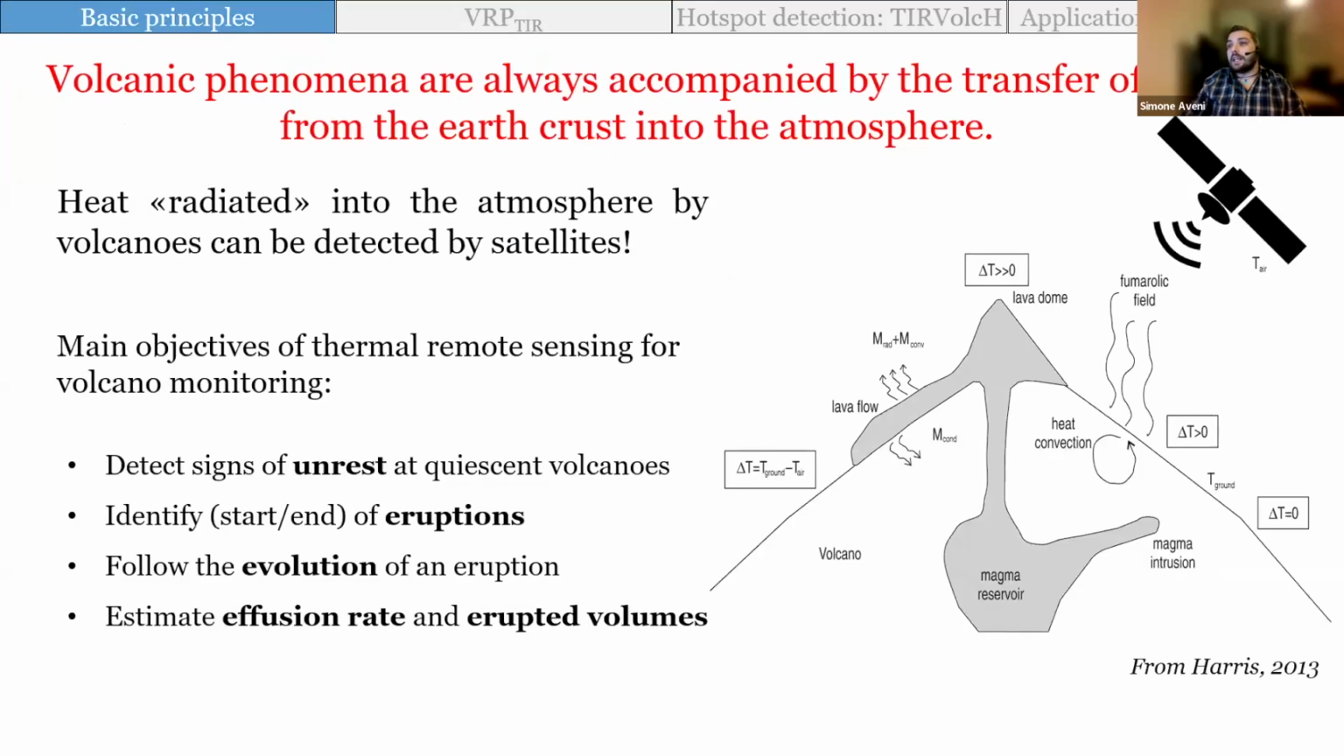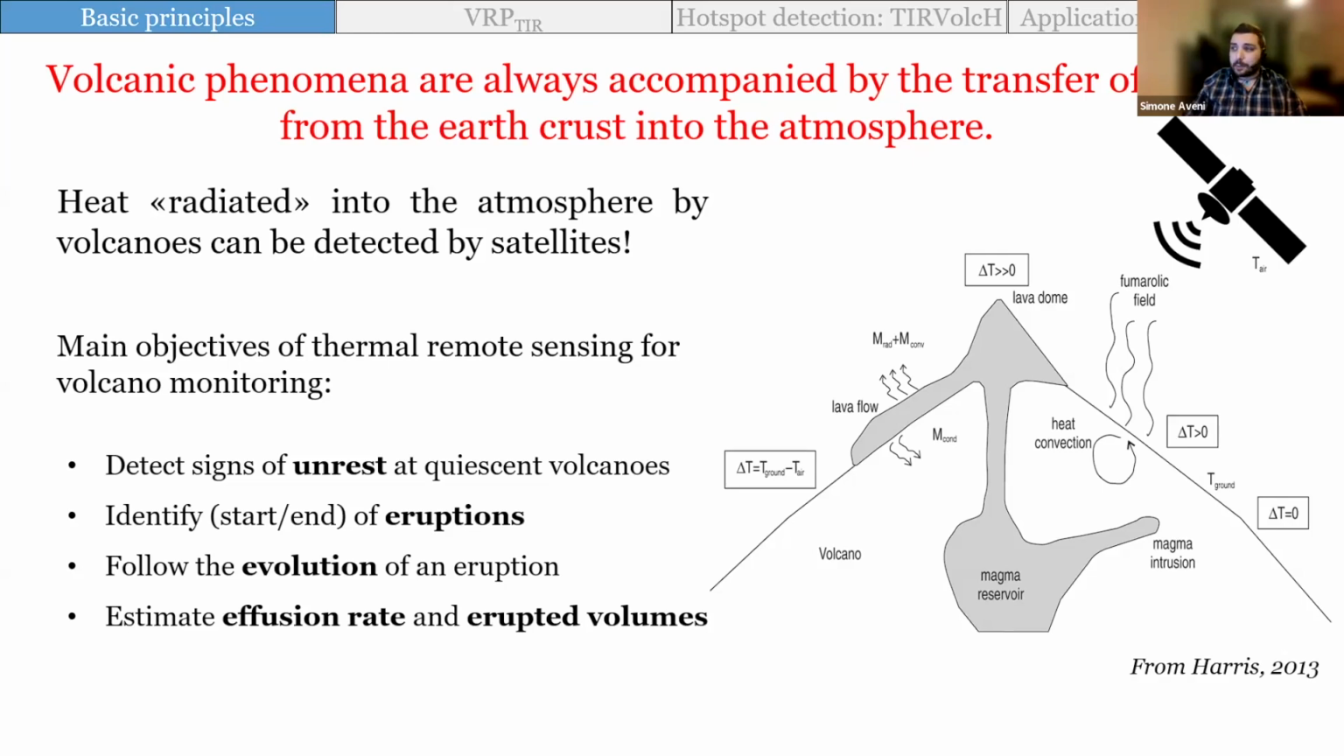So let's get started. As you all are aware, volcanic phenomena are always associated with heat transfer from the Earth's crust into the atmosphere. So this radiated heat can be detected by sensors aboard spaceborne platforms. The main objectives of thermal remote sensing for volcano monitoring are to detect signs of unrest at quiescent volcanoes, identify the start and the end of eruptions, follow and track the evolution of these eruptive phenomena, and estimate the effusion rate and the erupted volumes.